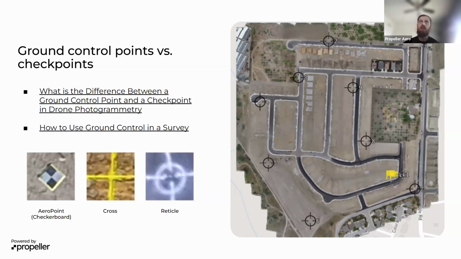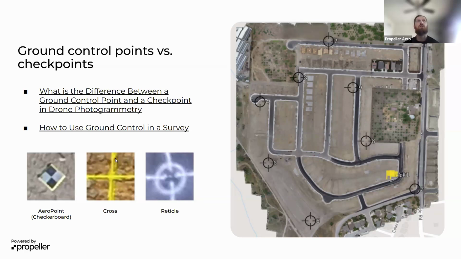So important distinction there. We do not need a visible target for checkpoints, but we do need a visible target for ground control. So anything that can be visibly identified in the drone imagery, that can be considered ground control if we have a coordinate to that. Anything that is not visibly identified, we can upload as a checkpoint. Very easy to do in the uploader.